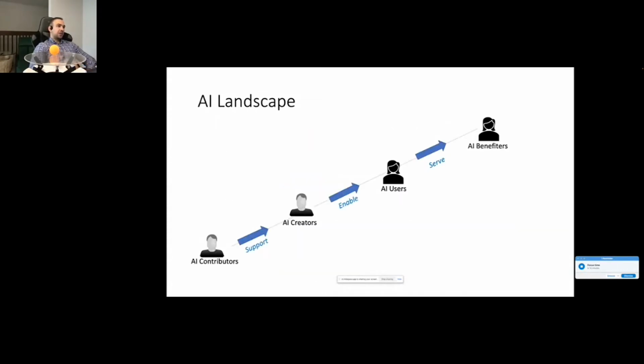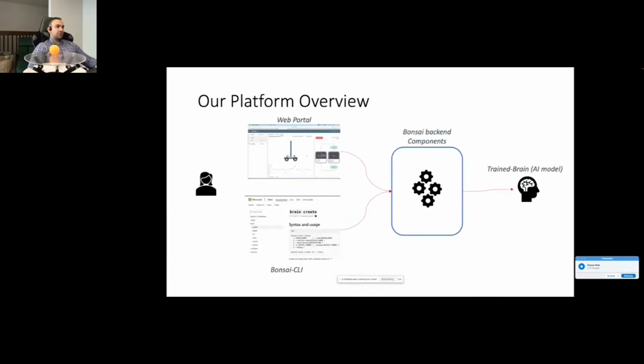So in terms of the chain of benefit here, we have AI contributors. They support AI creators. AI creators enable AI users, and AI users would serve AI benefiters here. And our platform fits in this area of AI creators. So we are the AI creators in this platform, and we are leveraging contributions coming from contributors as simulators. And we are enabling AI users, or trying to democratize AI, such that any user, any domain expert can use AI without having to really know or have deep knowledge of the domain.